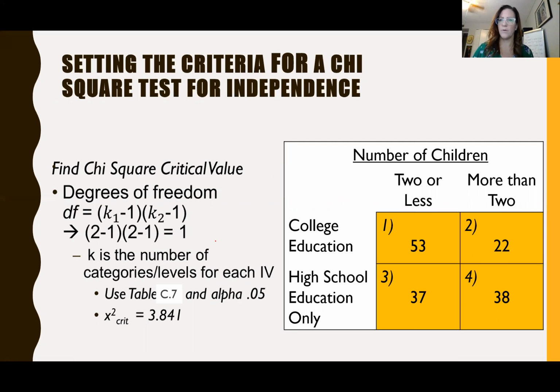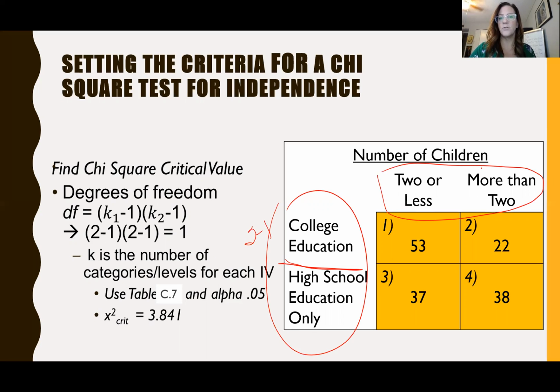And then getting the criteria is a little bit different, because now we have categories for different variables. So basically what we want to do is get our degrees of freedom for how many categories are in each of the variables. K is just the number of categories for each variable. So for education, there are 2 categories, so we're going to go 2 minus 1 for education. And for number of children, there are 2 categories, so we're going to go 2 minus 1 for that.